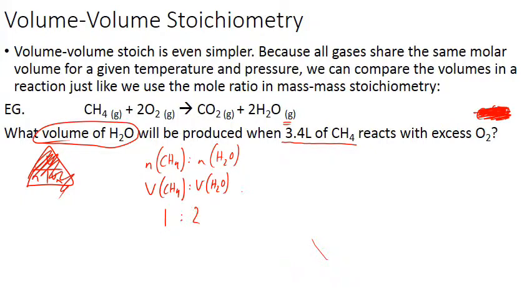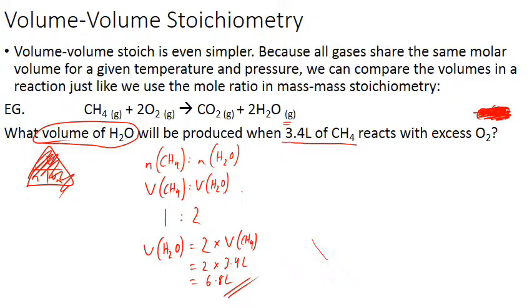We know we've got an excess of O2, so we don't have to worry about that. So that means that the volume of H2O will be equal to 2 times the volume of CH4. In this case, 2 times 3.4 litres equals 6.8 litres.